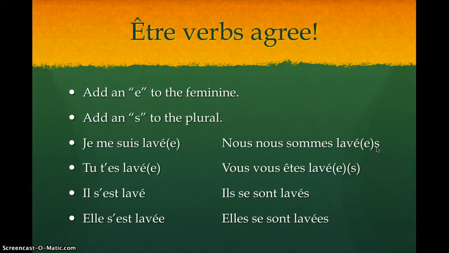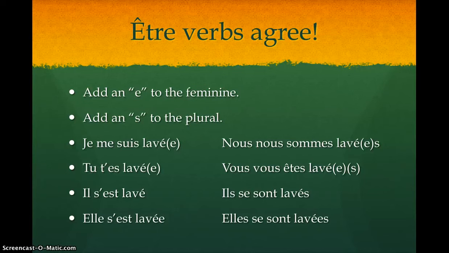And then vous is even a little bit more complicated. Remember that vous can be used for one person to be polite, in which case you do not need either one of these. But if vous is used for plural, then you have to have at least the S. And if it's used for feminine plural, if I'm talking to two women, then you have to have the ES. All right, I know it's a lot to remember, but you'll get used to it.